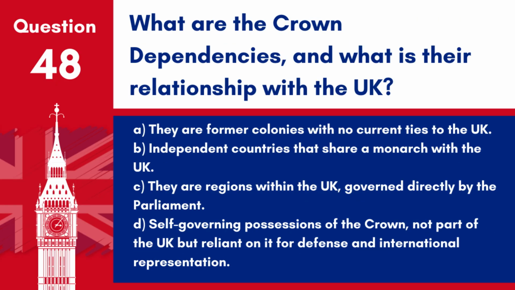Question 48. What are the Crown dependencies, and what is their relationship with the UK? A. They are former colonies with no current ties to the UK. B. Independent countries that share a monarch with the UK. C. They are regions within the UK, governed directly by the Parliament. D. Self-governing possessions of the Crown, not part of the UK but reliant on it for defence and international representation.